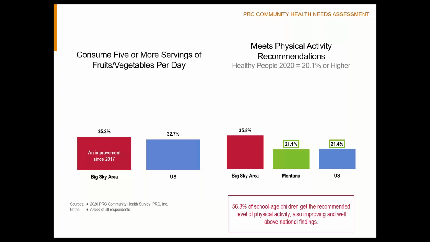we compare very favorably to the state and the nation. And the survey also asked respondents if they had children, and for those that did, we asked about a randomly selected child, so a child with the most recent birthday, and we asked them about their physical activity. And for those with school-aged kids, so 5 to 17, 56.3% of school-aged children we found were getting the recommended level of physical activity, which is an hour or more each day. And this indicator is improving and also well above national findings. So some positive, promising news there.